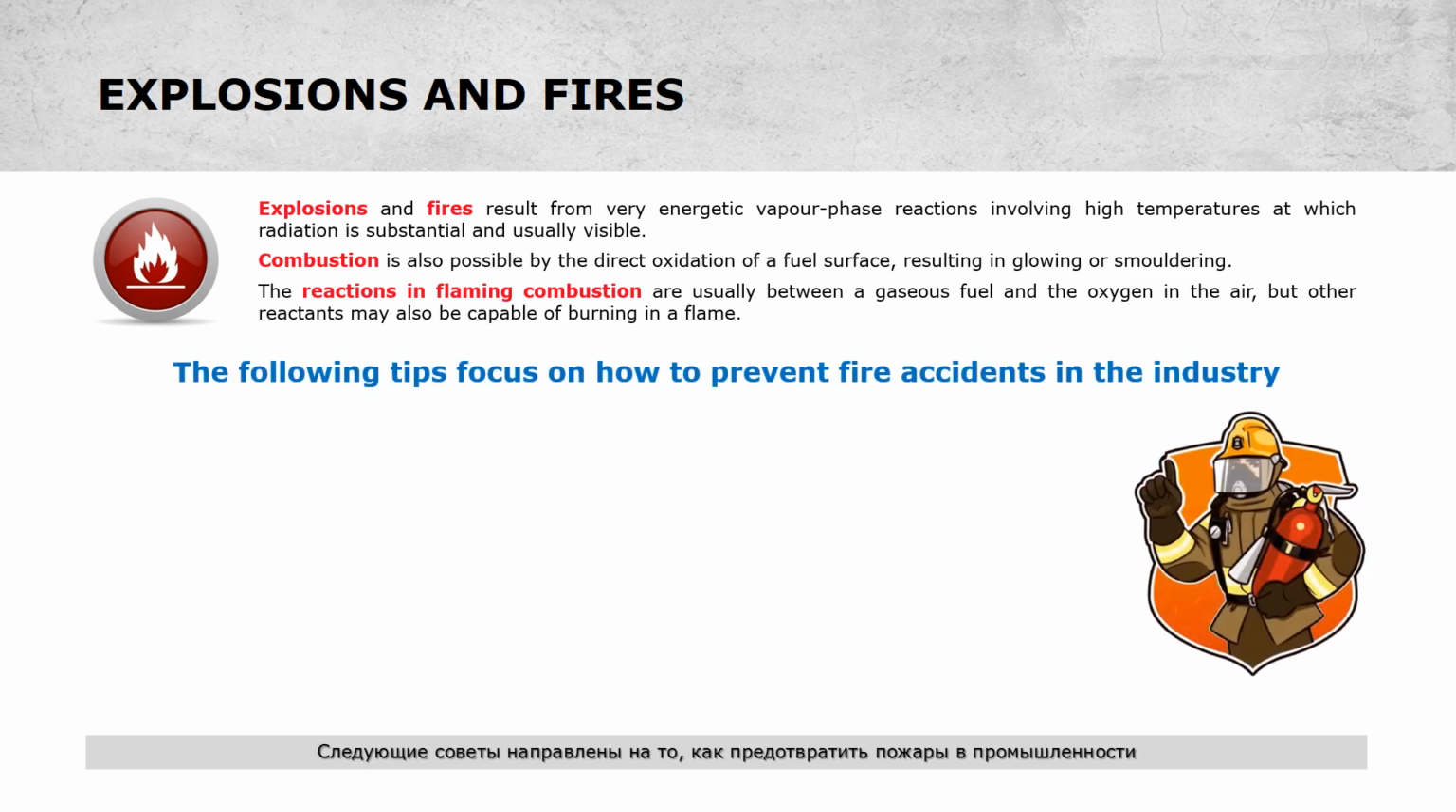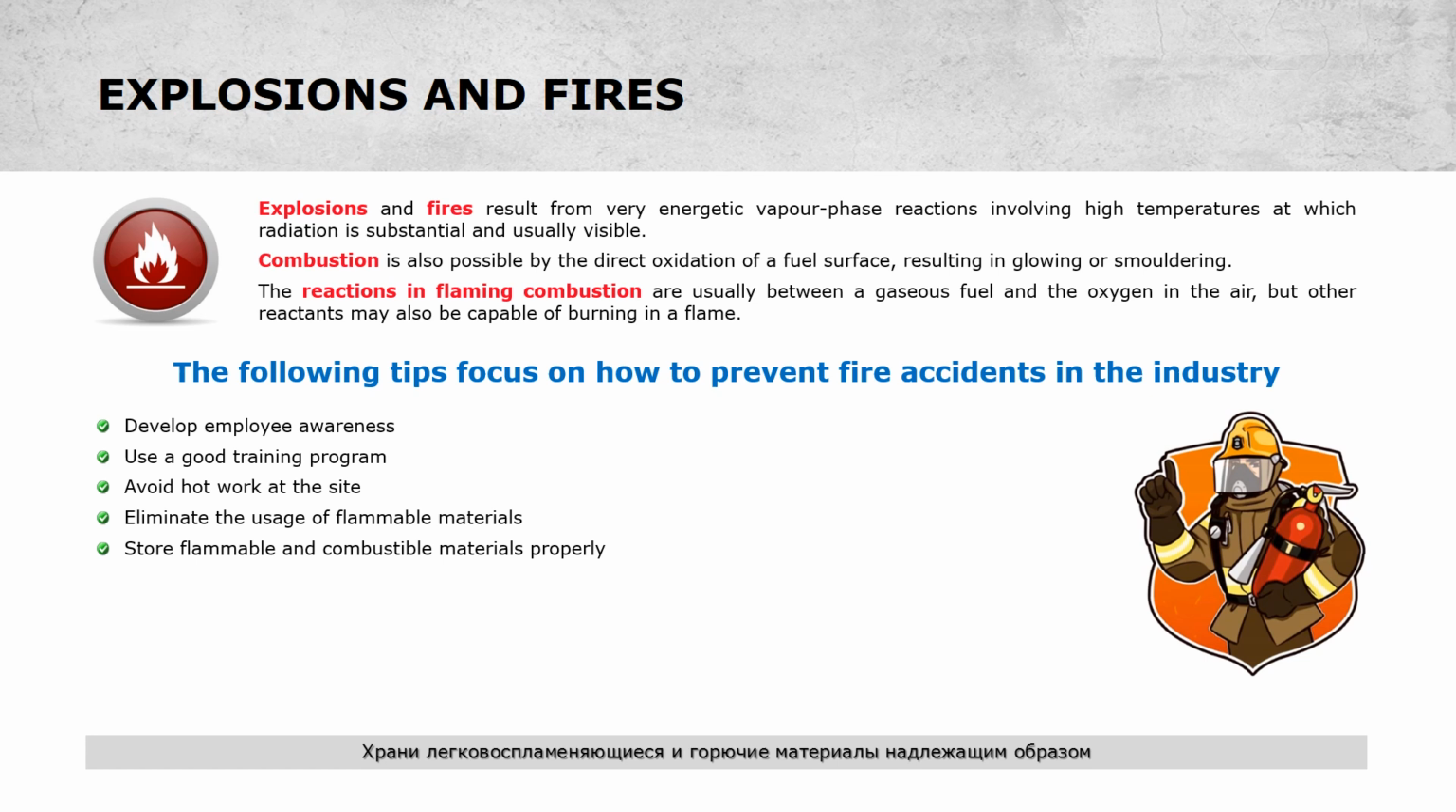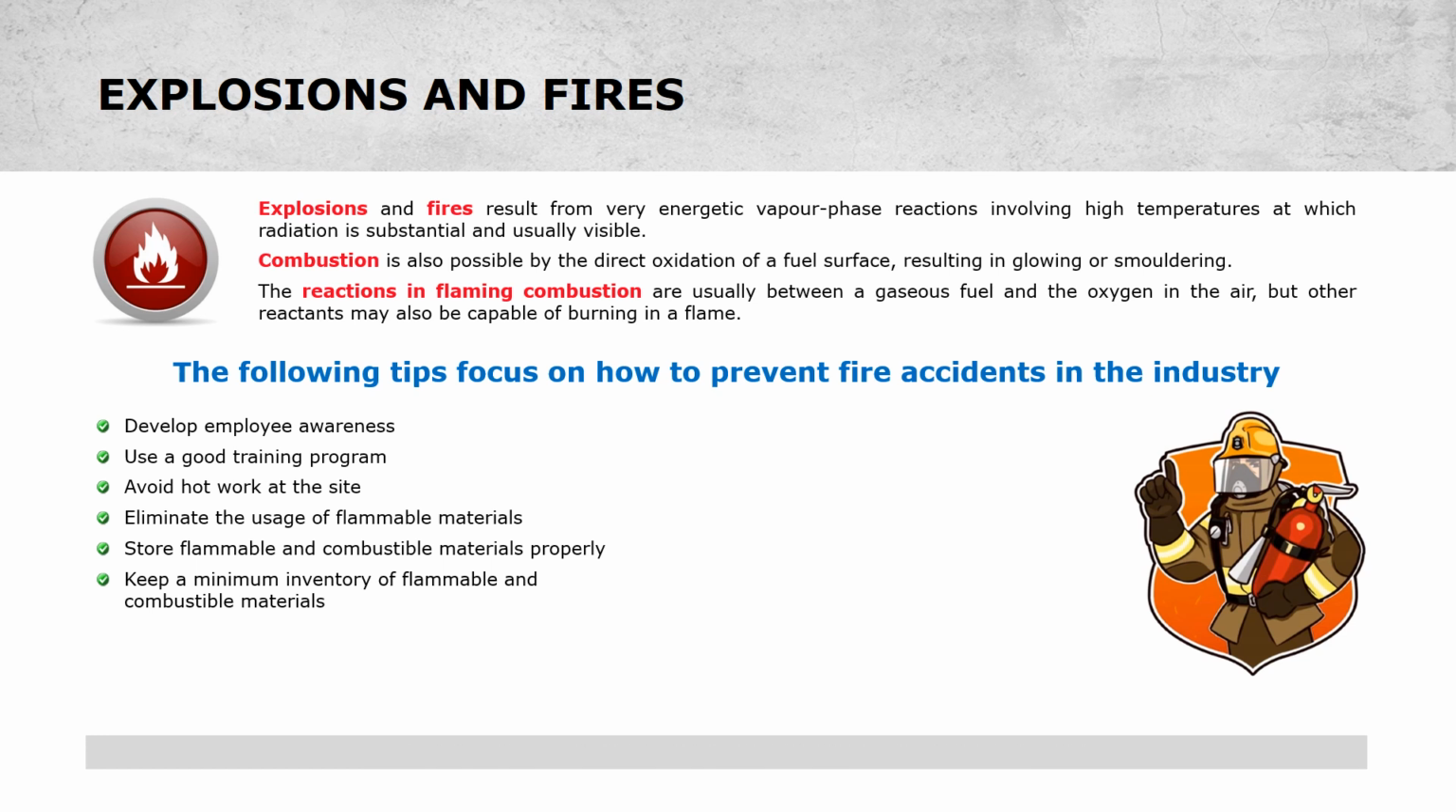The following tips focus on how to prevent fire accidents in the industry. Develop employee awareness. Use a good training program. Avoid hot work at the site. Eliminate the usage of flammable materials. Store flammable and combustible materials properly. Keep a minimum inventory of flammable and combustible materials. Eliminate ignition sources. Avoid explosive atmosphere.